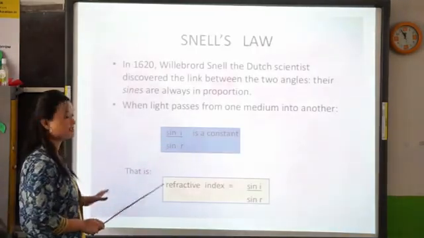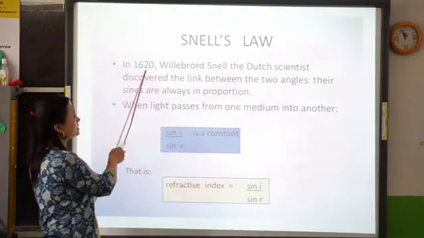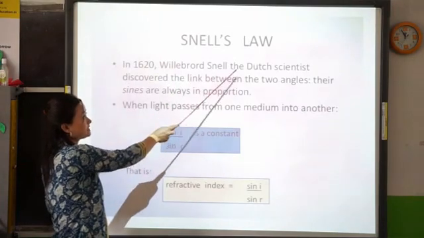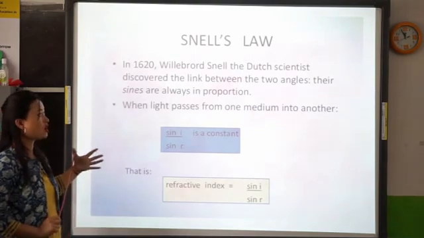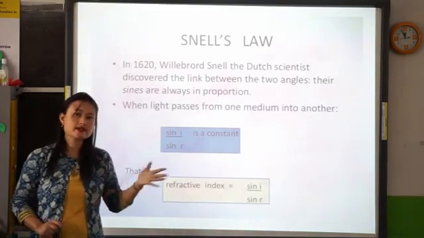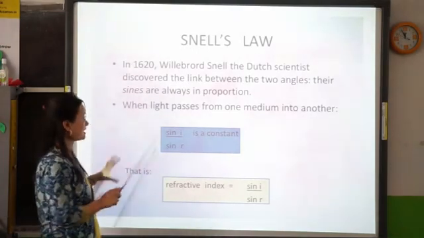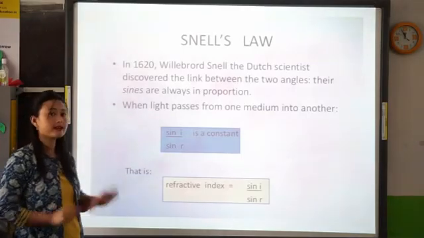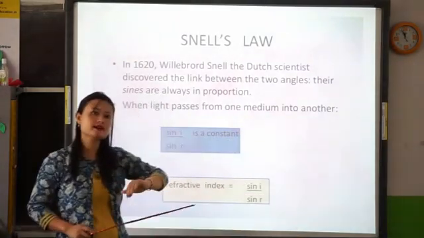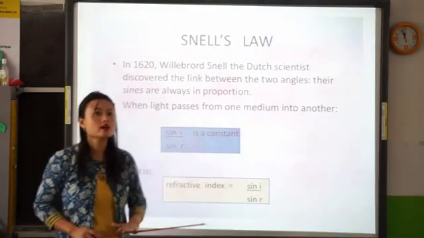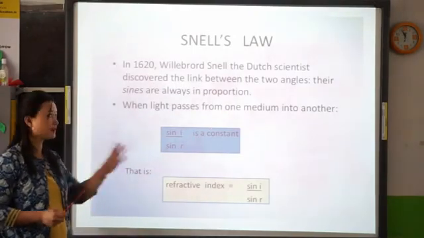Now see here, Snell's law. I'm just elaborating it a little bit, not much. In 1620, Willebrord Snell, the Dutch scientist, discovered the link between the two angles. Their sines are always in proportion. So why is the second law in particular called Snell's law? Because it was the Dutch scientist Snell who found the link between the two angles. And the two angles are the angle of incidence and the angle of refraction. And they are always in proportion.